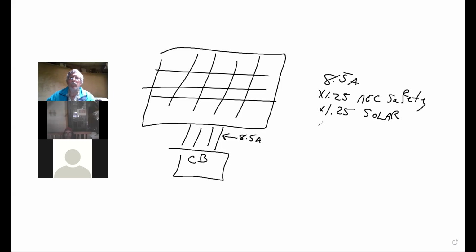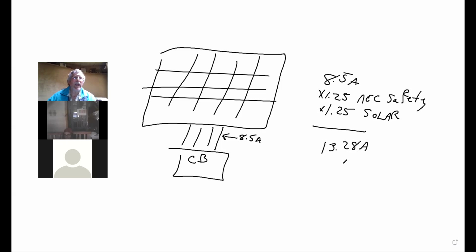So if we take 8.5 times 1.25 times 1.25, and we're going to get, let me see, I'm showing 0.93, but that can't be right. 8.5 times 1.25 times 1.25. Yeah, 13.28. All right, so 13.28 amps.